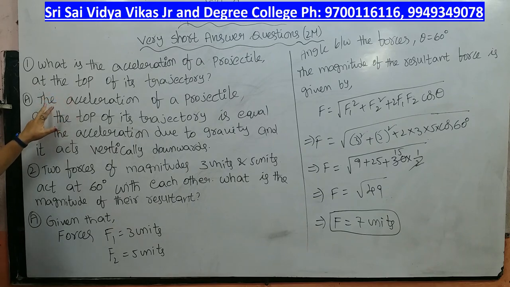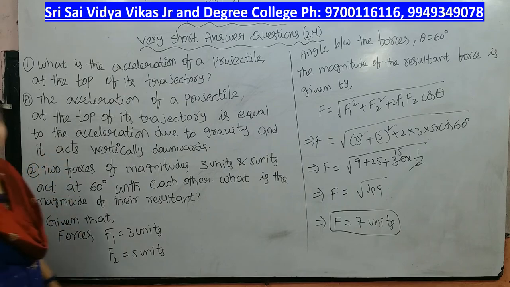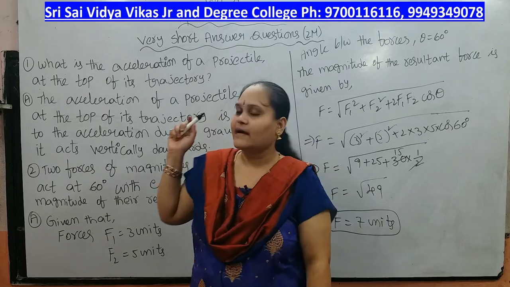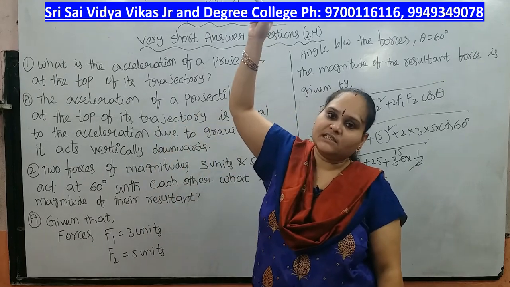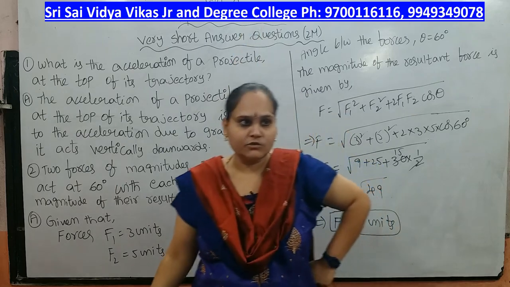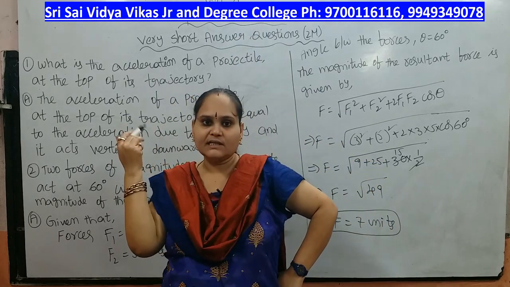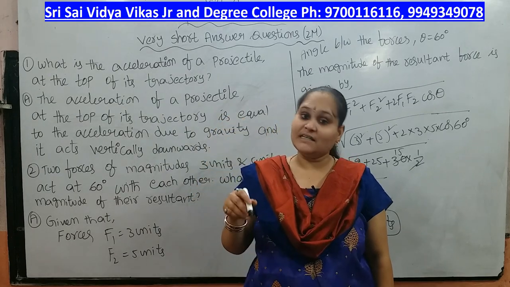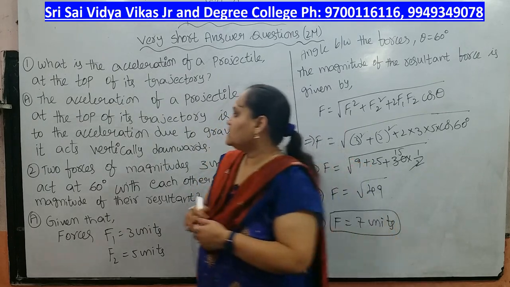That means the acceleration of a projectile at the top of its trajectory is equal to the acceleration due to gravity, and it acts vertically downwards. Acceleration due to gravity is normally vertically upwards, but in this case the acceleration due to gravity acts vertically downwards. That means minus g value. That is the reason.